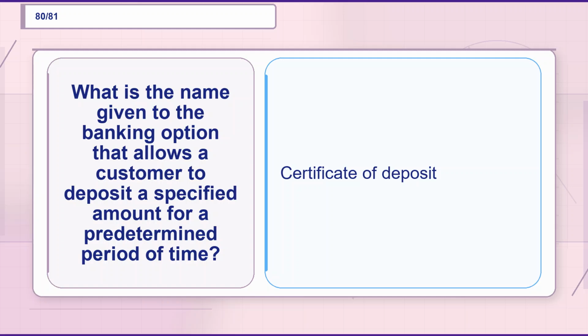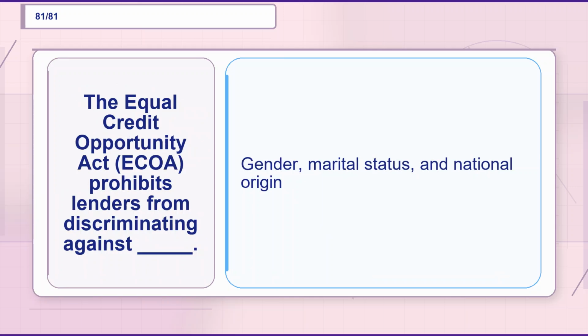Flashcard 80. Term: what is the name given to the banking option that allows a customer to deposit a specified amount for a predetermined period of time? Definition: certificate of deposit. Flashcard 81. Term: the Equal Credit Opportunity Act, ECOA, prohibits lenders from discriminating against blank. Definition: gender, marital status, and national origin.